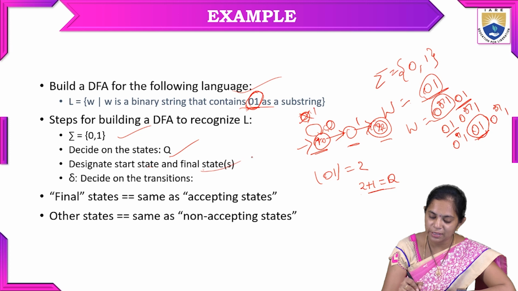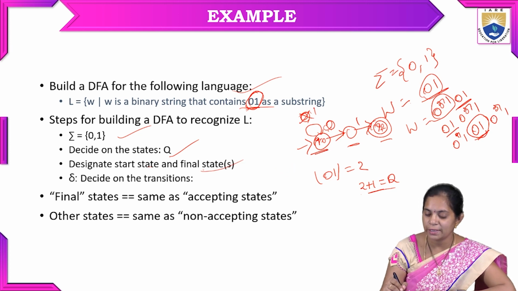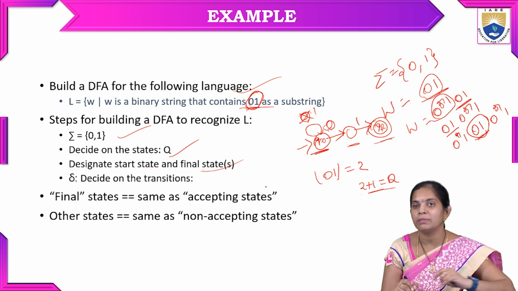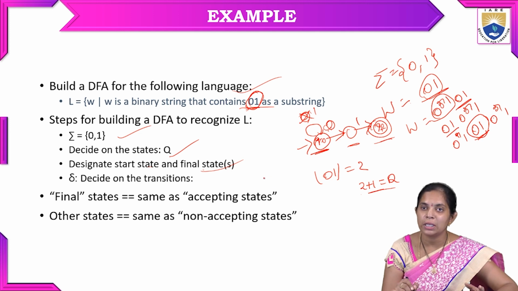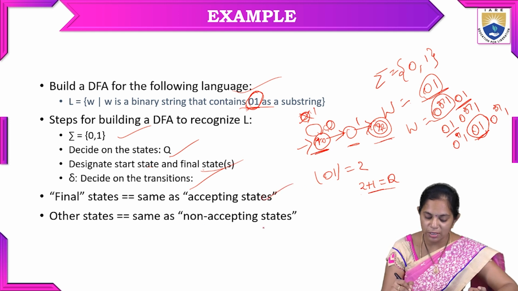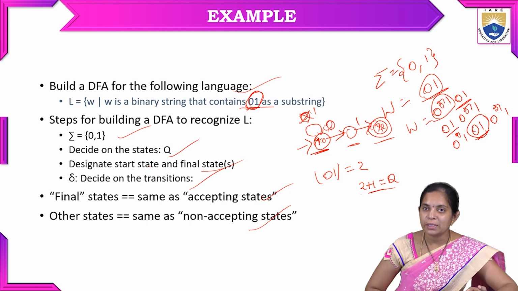Next, design a start state and a final state, so we find the initial state and the final state like this. Then decide on the transitions: for each state, we decide where it goes on input 0 and on input 1. The final states are accepting states and the other states are non-accepting states. So we will design a DFA for this example.